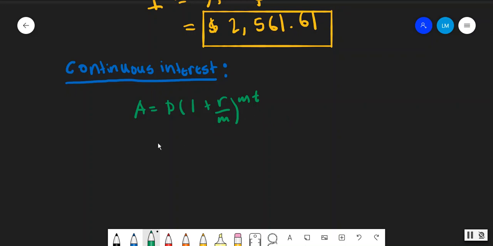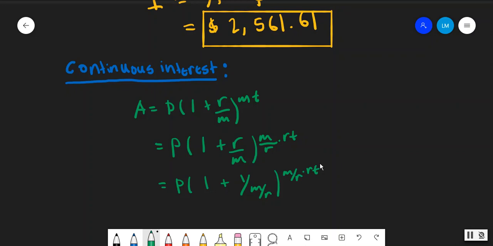One thing that we can do is rewrite the equation. We have 1 plus r over m, raised to the m, but I'm going to change it a little. I'm going to write m over r multiplied by rt. Here's where it gets interesting how I rewrite this. I'll rewrite it as 1 plus 1 over m divided by r, all raised to the m over r, multiplied by rt.